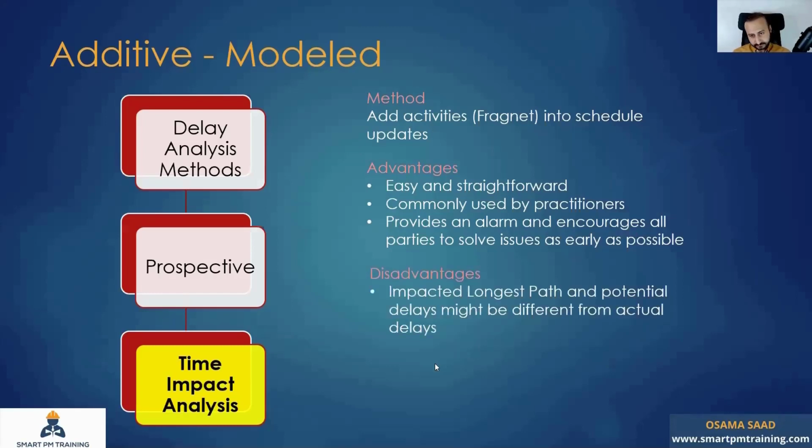Disadvantages. The impacted longest path and the potential delays might be different from actual delays. So it can give you an alarm, but at the same time, maybe the project will not actually be delayed by 3 months as you show in your model. Maybe you will not take 2 weeks to prepare the material submittal, maybe less or more. Maybe the material will not take 90 days, maybe less.